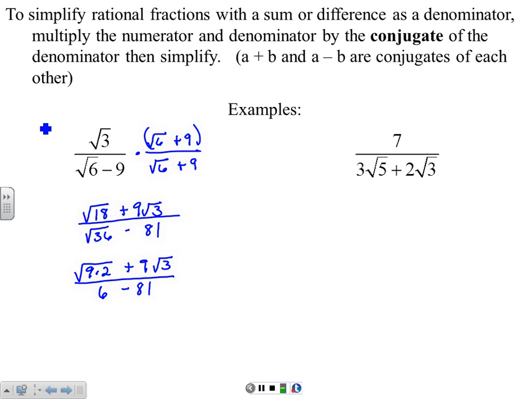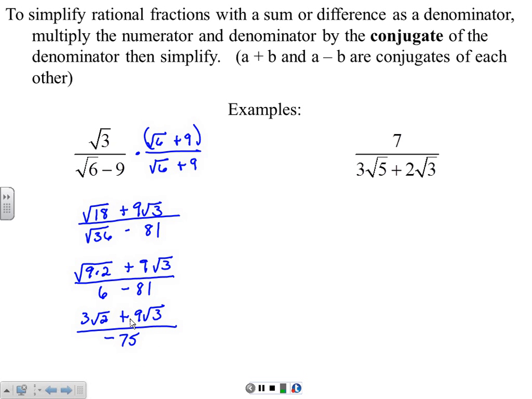So the square root of 9 times 2 will break down into the square root of 9 is going to be 3 square root of 2. This is going to be 9 square root of 3. And then 6 minus 81 is going to be negative 75. Now we have one last step, and again, we learned this in chapter 4, I think. Remember that if you have something divided by a monomial, the only way that you can reduce the whole numbers is if the same number will go into every single term.